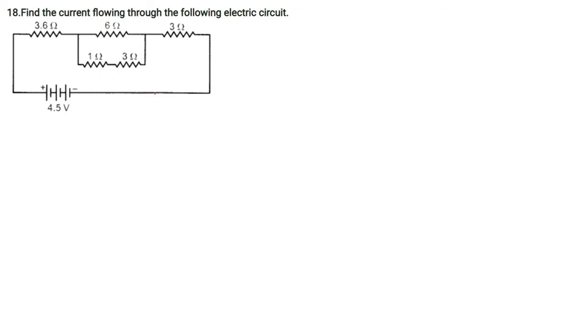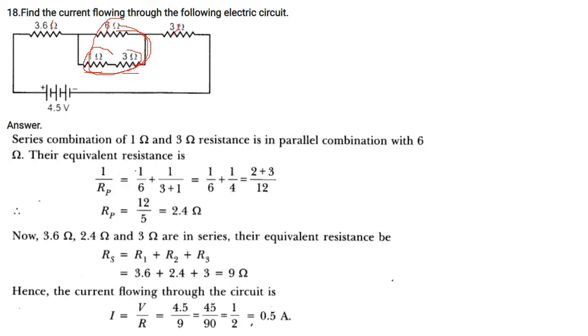Find the current flowing through the following circuit. Now see here. This 1 ohm and 3 ohm are in series. And when these are combined in series, they are in parallel with 6. And when these are combined, the resultant of this one and this one will all be in series. So this is how we are going to go about it.